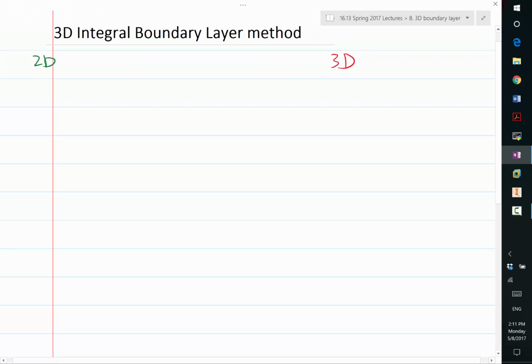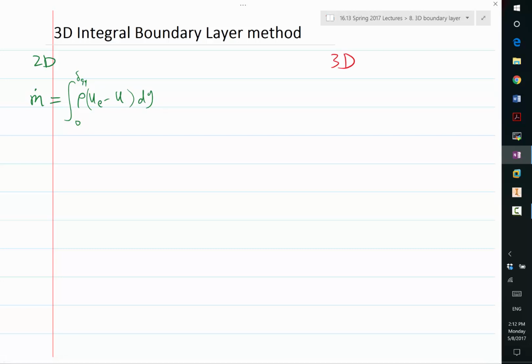So in 2D, we defined the defect to be the mass flow defect. I think we called it m dot, right? To be the integral of rho times ue minus u dy, integrating from 0 to the edge of the boundary layer, delta 99, let's say.